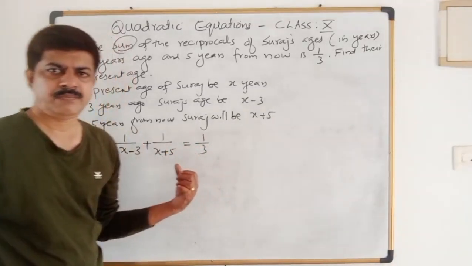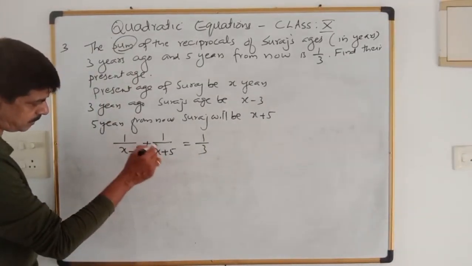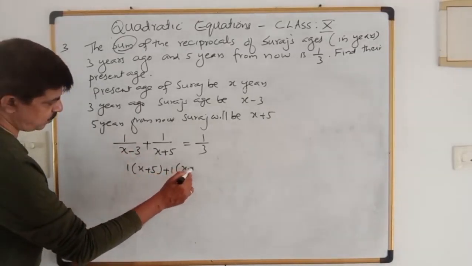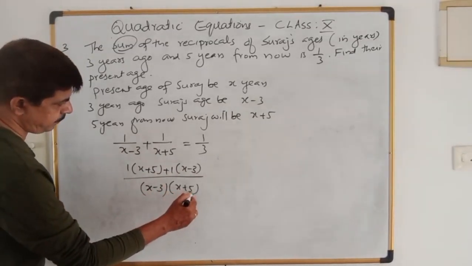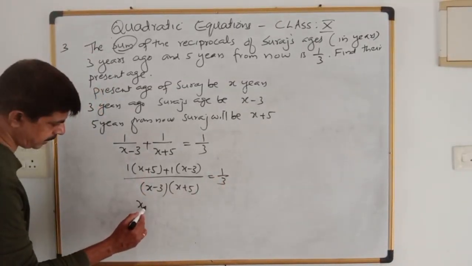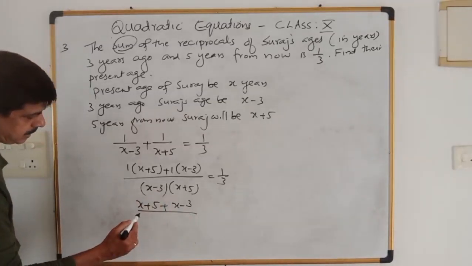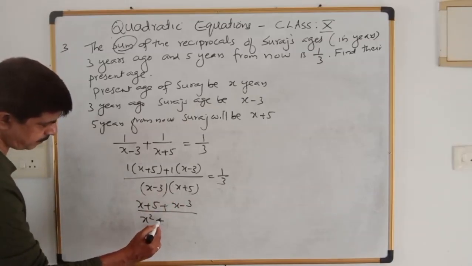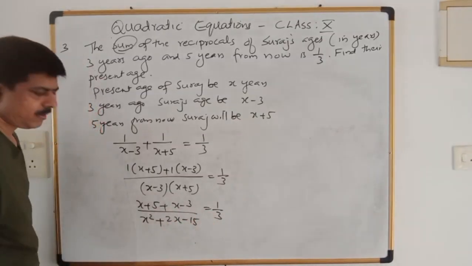This type of equation, when you solve it, we do the cross multiplication method. So 1 into x plus 5 plus 1 into x minus 3, divided by the denominator, the product of x minus 3 and x plus 5, is equal to 1 by 3. We open the brackets: x square plus 5x minus 3x, which is plus 2x, and 3 times 5 is 15, equal to 1 by 3.